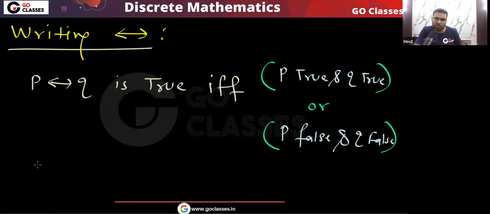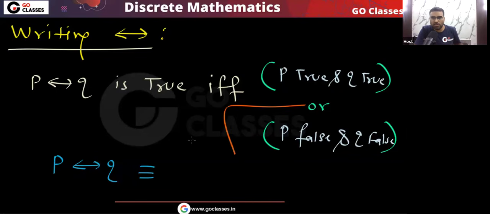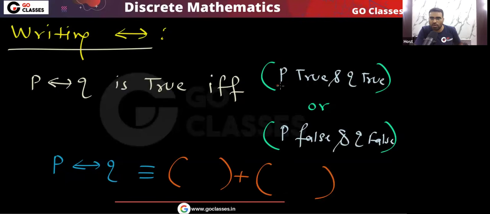Now can you write the equation for P biconditional Q? Now you have become an expert. This is your or, very simple. Now, P true and Q true, that is PQ. P false and Q false, that is P bar Q bar. So that's it. This is the equation for biconditional.